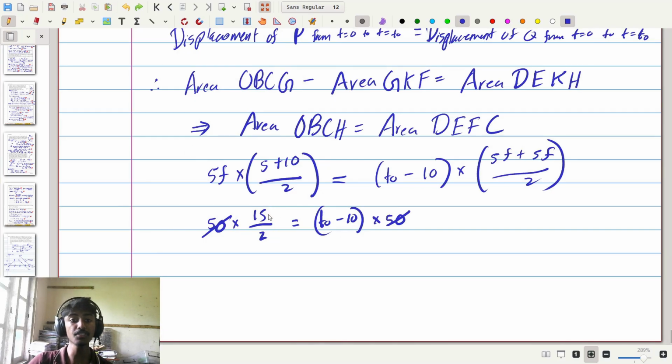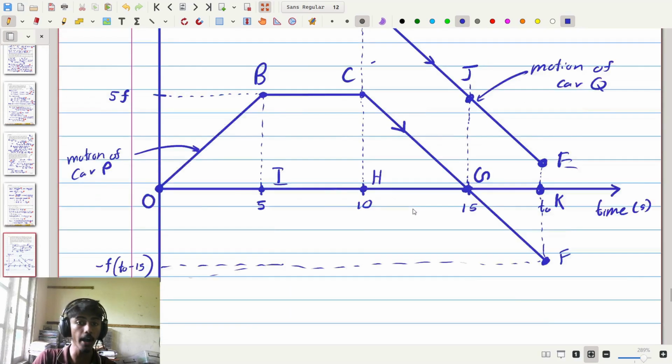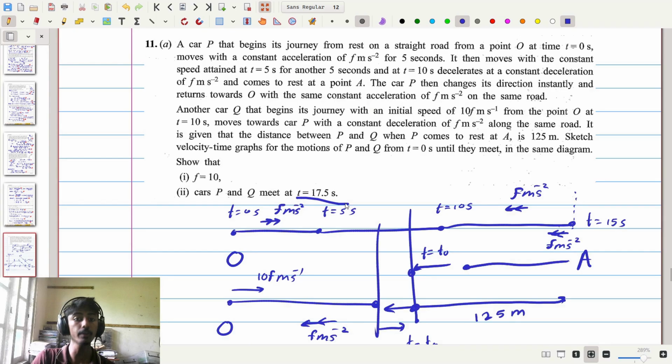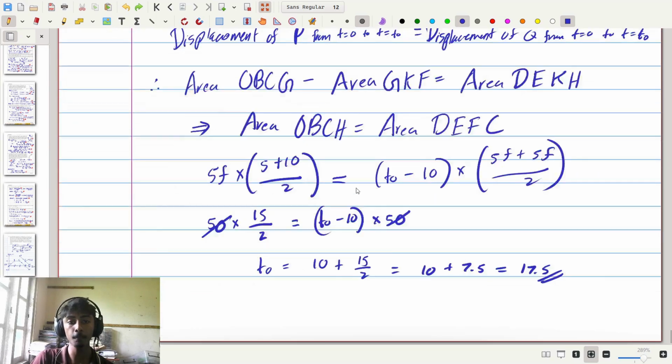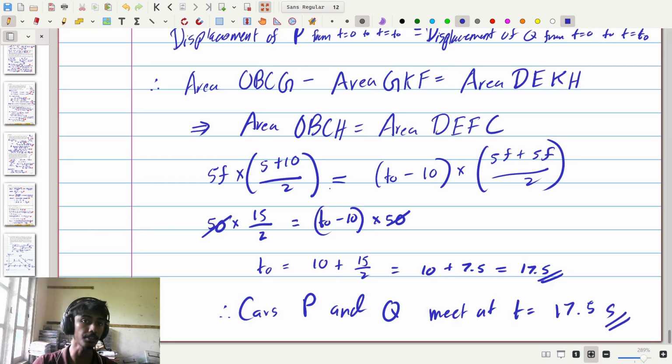So therefore t0 is going to be equal to 10 plus 15 over 2, which is equal to 10 plus 7.5, which is 17.5. And therefore our two cars meet at the time t equals 17.5. So finally we can conclude that cars P and Q meet at t equals 17.5 seconds. And with that, we are done with this question. Now finally, let's go up and discuss the marks order for this question.